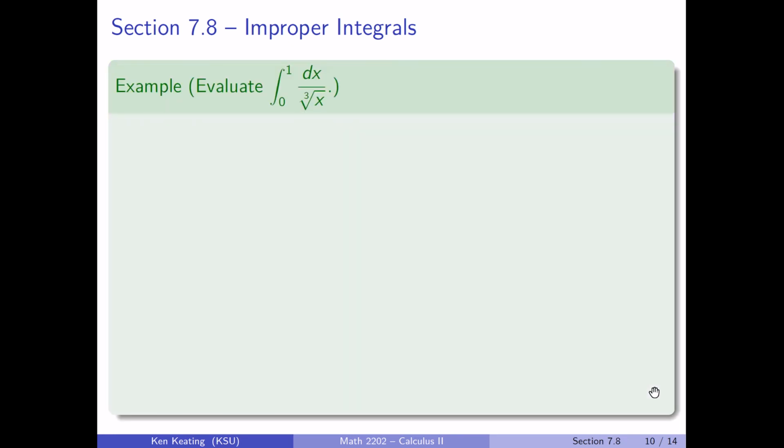Alright, let's take a look at our first example. We want to evaluate the integral from 0 to 1 of 1 over the cube root of x. We notice that 0, in our interval of integration here, is a place where the cube root of x is undefined. I can't plug in 0 for the cube root of x in the denominator. So this function has an infinite discontinuity at x equals 0.